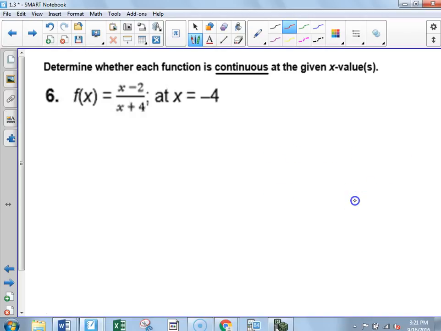All right, back to continuous, discontinuous, guys. Can you tell me this? What's going on at negative 4? There is a hole, so is this continuous at negative 4? Absolutely not. That's all you got to answer for me.